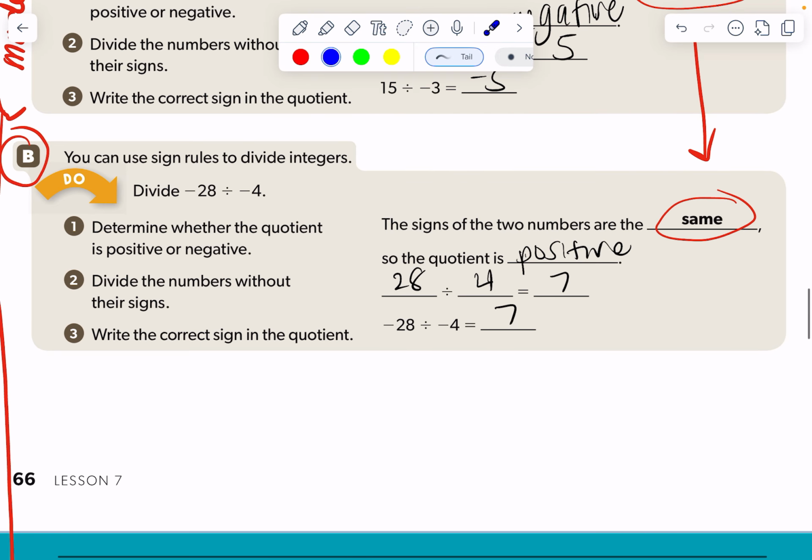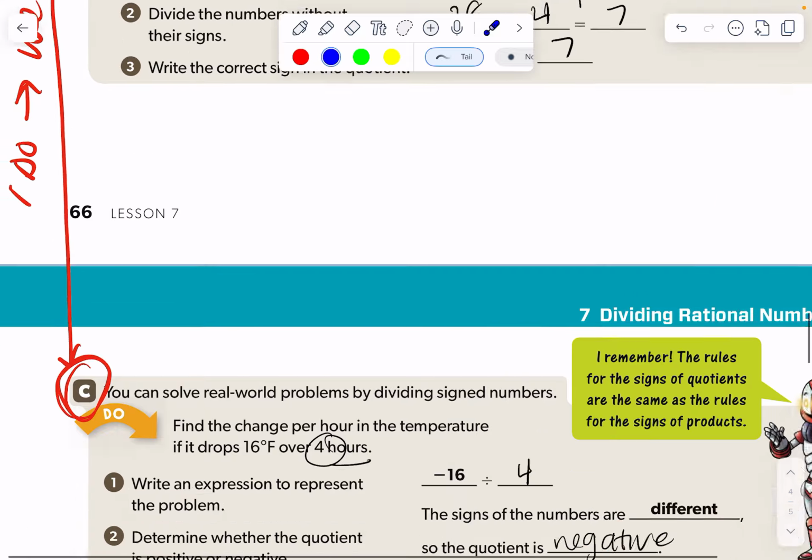Question B focuses on division where both the dividend and the divisor have the same signs, and so we know that our quotient is going to end up being positive. So with us just doing the math, 28 divided by 4 is 7. We're keeping it as positive 7.